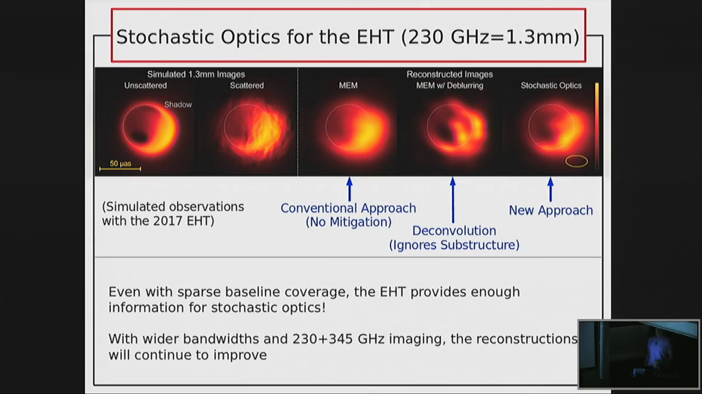This is a simulated observation, again, with the arrays we expect in 2017. And again, the conventional approach does pretty well, giving back the scattered image, which here is not so bad. But deconvolution again pushes that to a little better regime. You can start to see that bright ring feature, but you get a lot of spurious compact features in the image. And again, stochastic optics does better than both and gives a pretty good approximation of the unscattered image. And these reconstructions will continue to improve as you increase the bandwidth of your array and as we eventually push to 345 gigahertz as well.